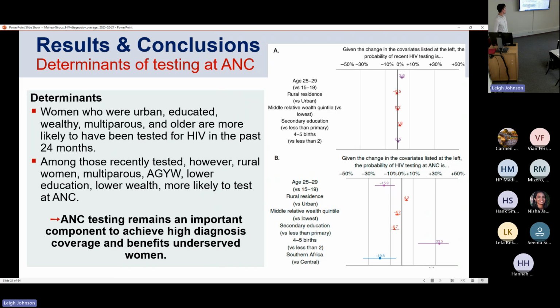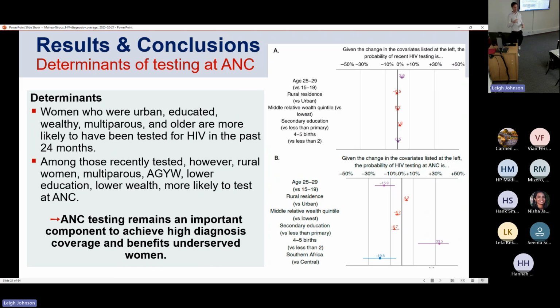In terms of determinants, what we see here is the change in the probability of being tested at ANC if you are in different risk groups, holding all other covariates constant. So we see that women who are urban, educated, wealthy, multiparous, and older are more likely to have been tested in the past 12 months. So the overall testing programs are inequitable in a way.